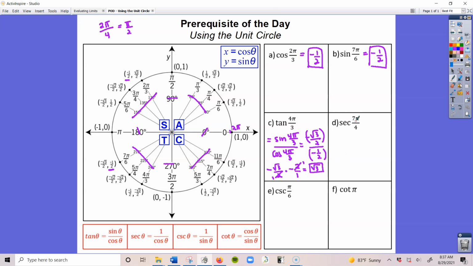Now for the secant of 7 pi over 4. 7 is double 4 minus 1, so this is in quadrant 4. Secant is the reciprocal of cosine. So I'm going to take my square root of 2 over 2, and I'm going to flip it, which is 2 over the square root of 2. Now remember, we can't have a square root in the denominator, so we're going to rationalize.